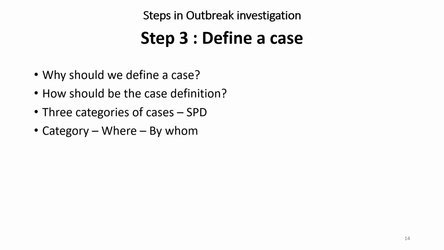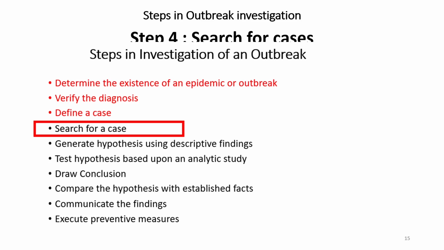Okay, so where are these cases labeled and by whom? A suspect case is labeled at field level by a health worker. A probable case is labeled at the health center by a medical officer, and a confirmed case is labeled at the laboratory by a lab technician, a microbiologist or a pathologist.